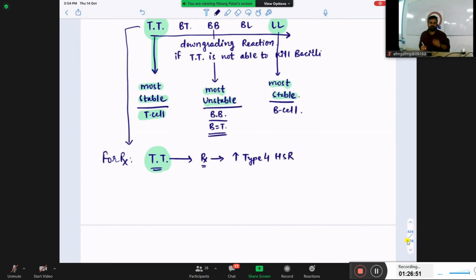hypersensitivity reaction. Why? What has to be formed? Granuloma has to be formed, right? So granuloma formation is a type 4 hypersensitivity reaction. So in type 4 hypersensitivity reaction, it is a type 1 lepra reaction. So the MCQ they ask is, which type of hypersensitivity reaction do you see in the type 1 lepra reaction? Answer is type 4.